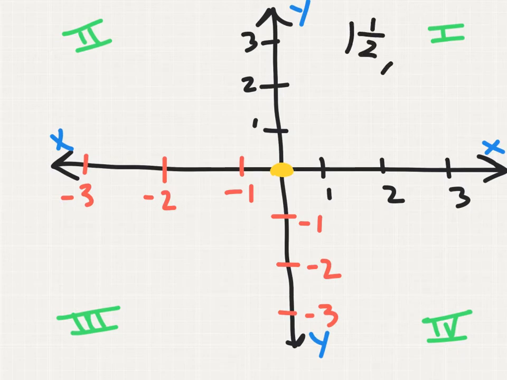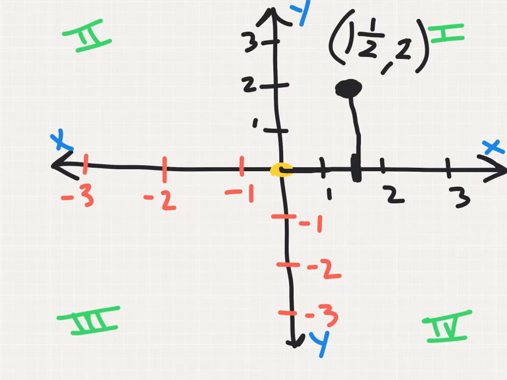(1.5, 2). I would need to remember that rational numbers can be represented on the number line as well, not just integers. So 1.5, I would start at the origin and move right on the x-axis to 1.5, which I would expect here is 1, and then halfway to 2, right here, would be 1.5. And then up to 2. So that (1.5, 2) would be this point right here.